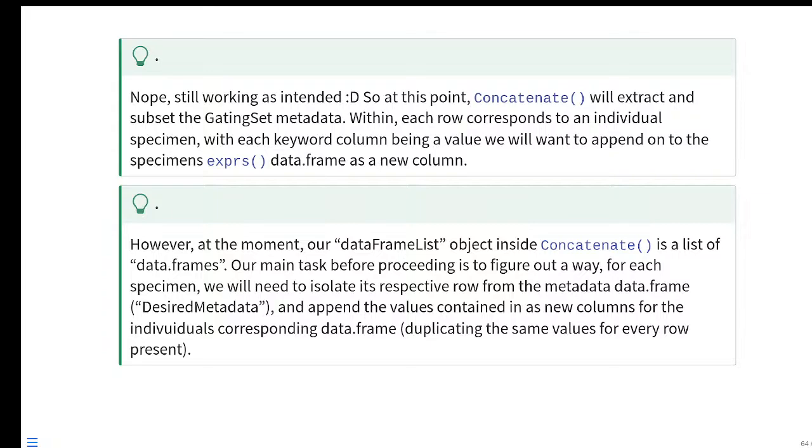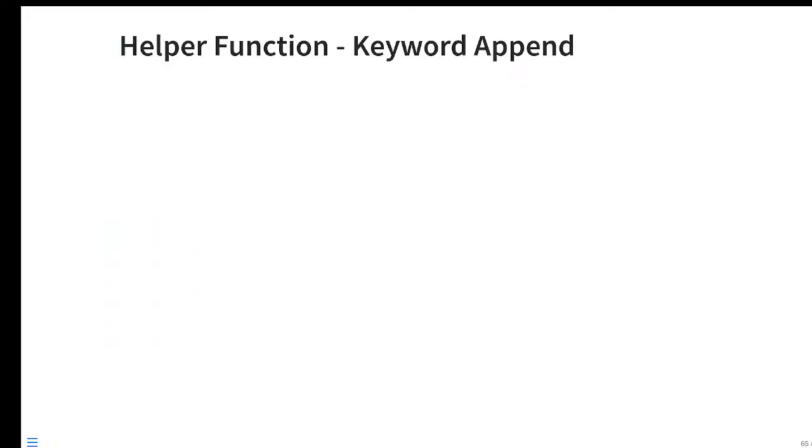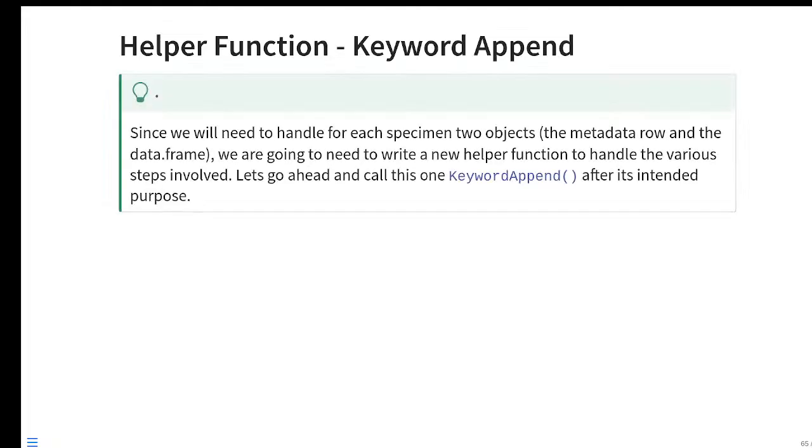So our main task before proceeding is to figure out a way for each specimen. We'll need to isolate out the respective row of metadata from that desired metadata data frame, and then take those values and append them as new columns onto the already existing data frames for the expert's object corresponding to that individual. So, how's that actually going to work?